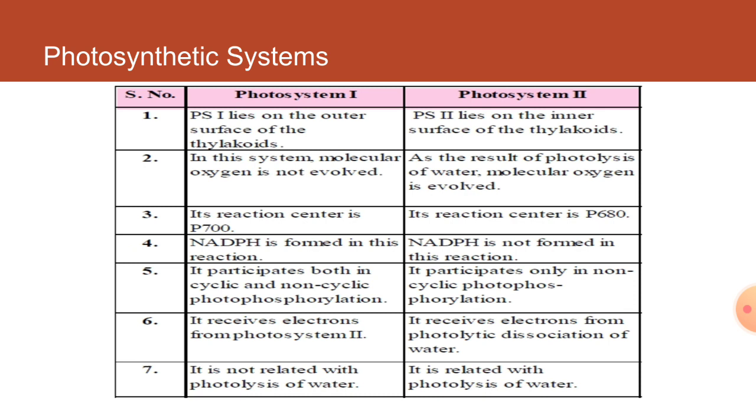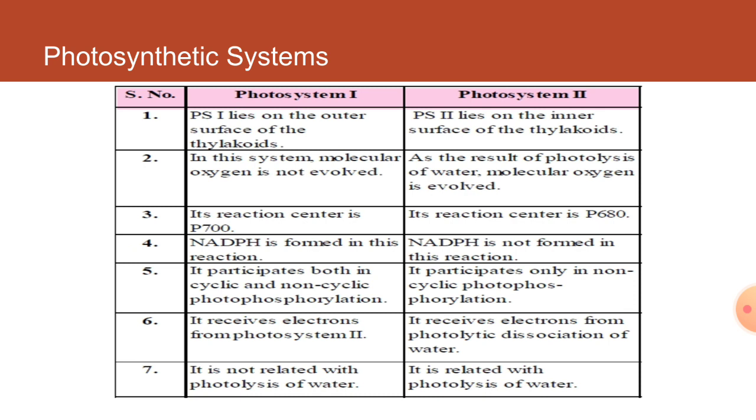Another thing is, for continuous operation, photosystem 1 must be given electrons. Those electrons come from photosystem 2 only. Whereas for continuous operation of photosystem 2, electrons should also be given to it. Those electrons come from the photolysis of water. Photosystem 1 is mainly involved in the formation of NADPH, whereas photosystem 2 is not directly involved and is not mainly meant for the formation of NADPH2.